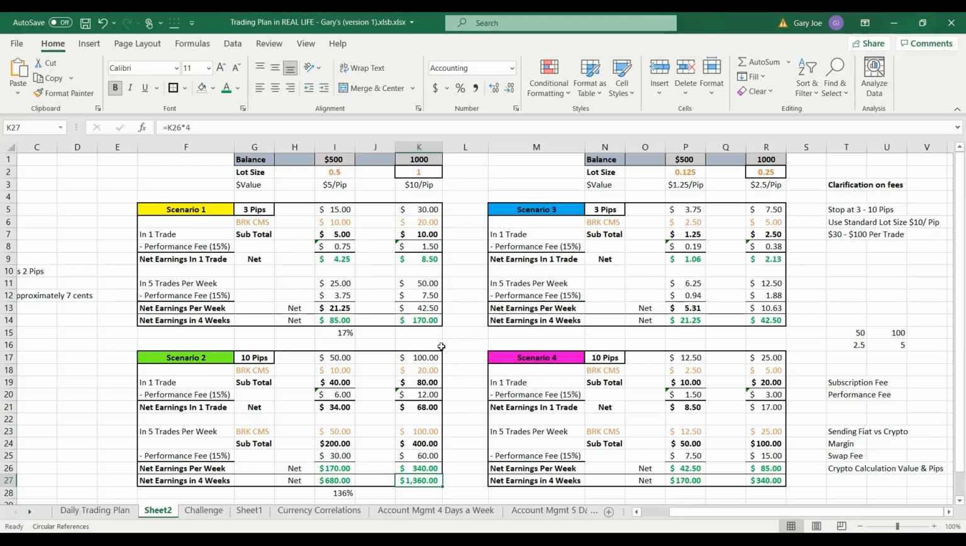If we get any additional trades in, great. If we get beyond $100, great. But that just keeps it simple, to go after $30 to $100 in profit per trade, 5 trades a week, every week. That will be the gauge.